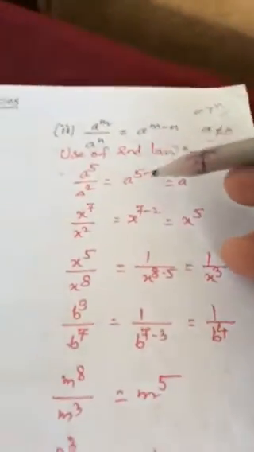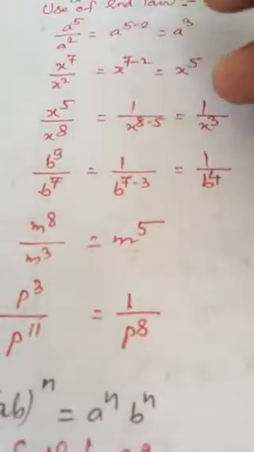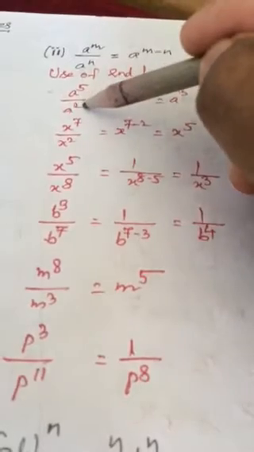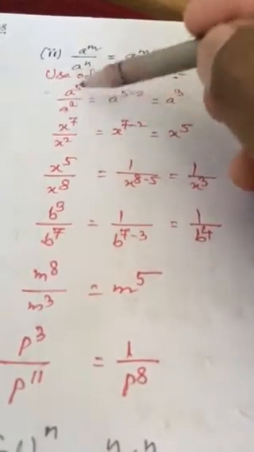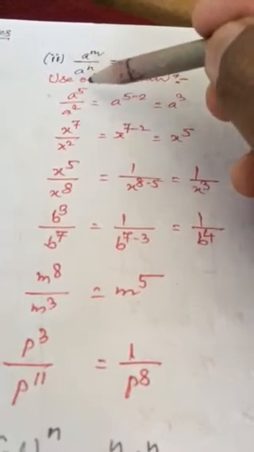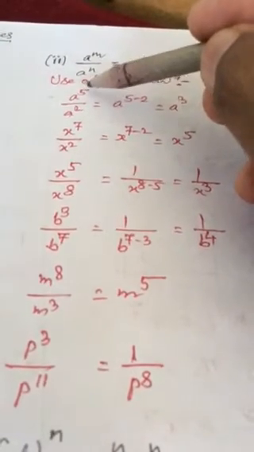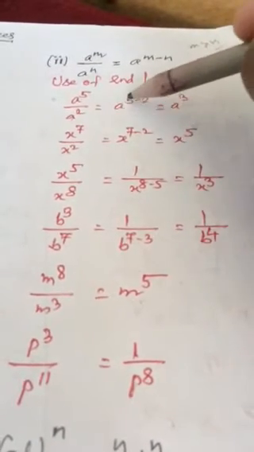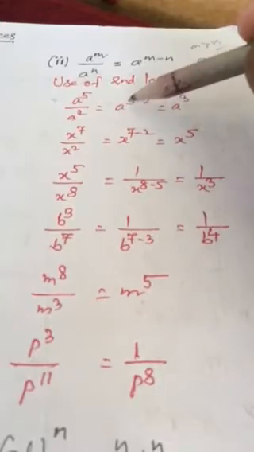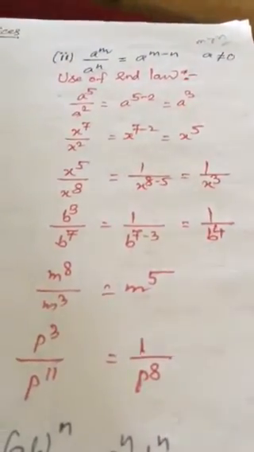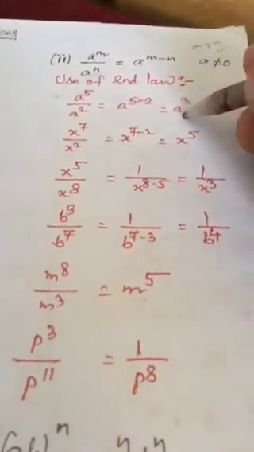Now how to apply the second law of indices? How to use the second law of indices? I have given some examples. You see a to the power 5 divided by a to the power 2. It is division, so in case of division, powers are subtracted. But always keep in mind where the power is more. In the numerator, the power is more, so it will stay up only. So a to the power 5 minus 2, which is a to the power 3.